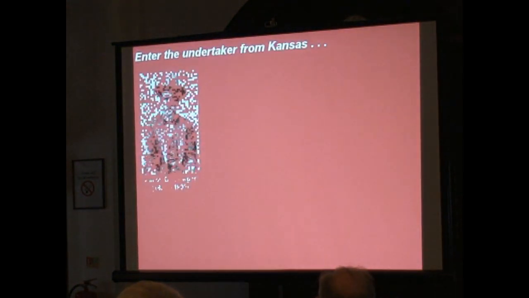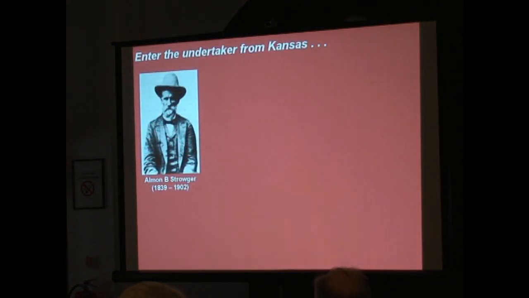Now, enter an undertaker from Kansas, Almon B. Strowger. He was an undertaker, but most of you will have heard of the Strowger telephone equipment. Why did he develop it? Well, the story goes that one of his rivals in Kansas, who was an undertaker, was having a relationship with, or was married to, I don't know exactly the situation, the telephone operator. And when someone in Kansas was picking up the telephone and saying, "Would you please connect me to the undertaker?" they were being connected to Strowger's rival and not through to him, and he was losing business.